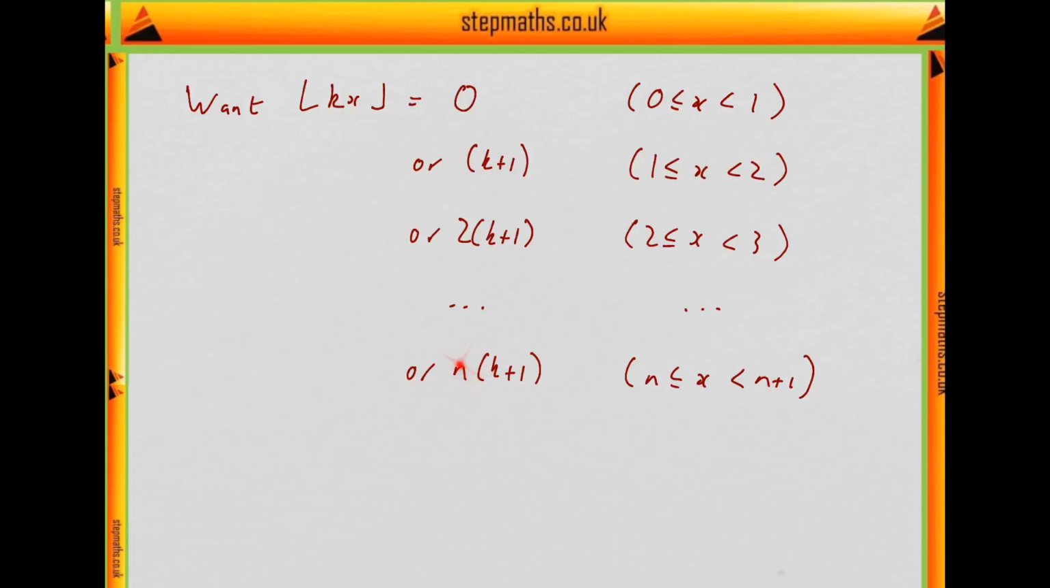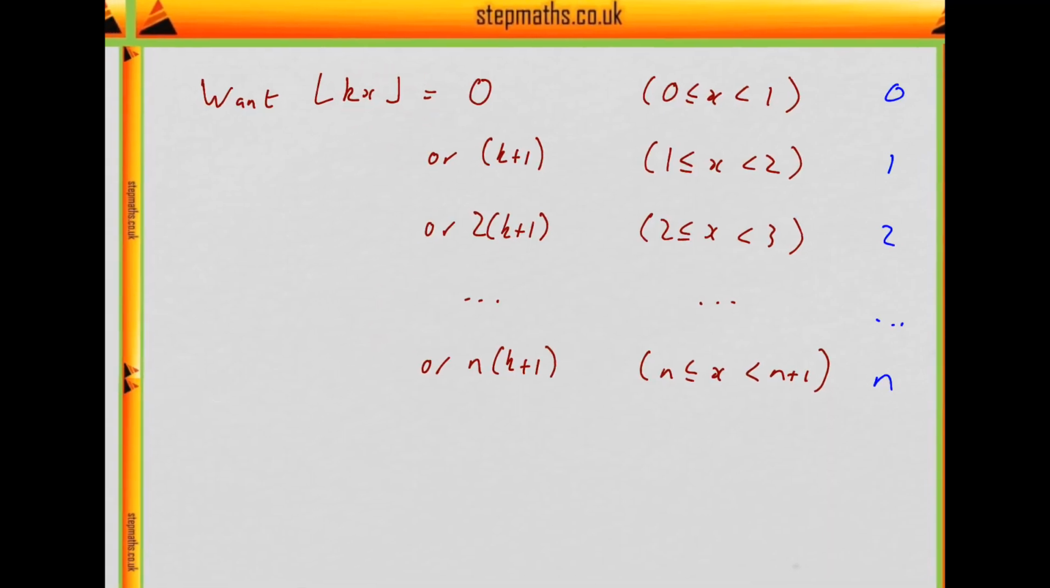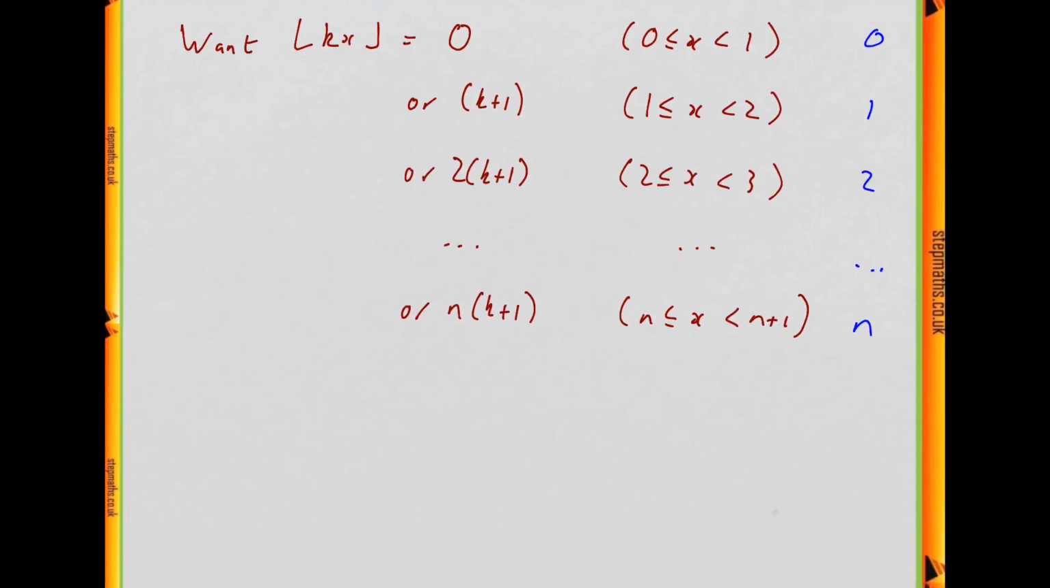So it should only work up to some number n. We have to work out what n is. So let's just label these cases by the multiple of k plus 1, so 0, 1, 2, up to n. And we'll think about what range x has to be from here, and then we'll look for where there's an overlap, the same way as we did for k equals 2.